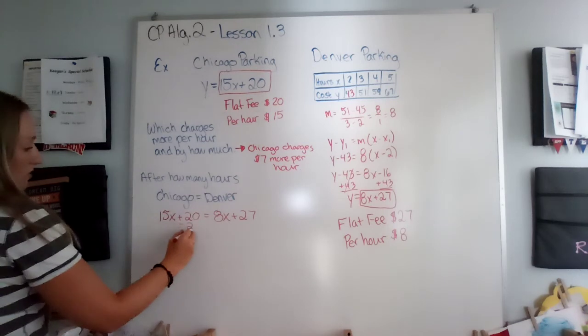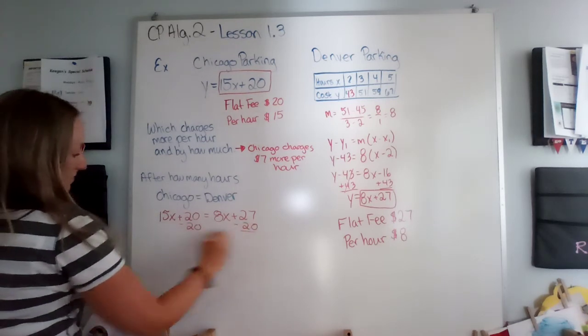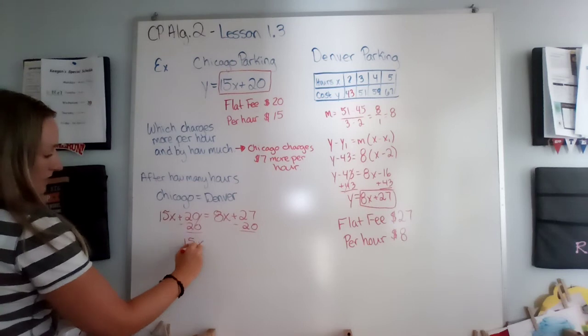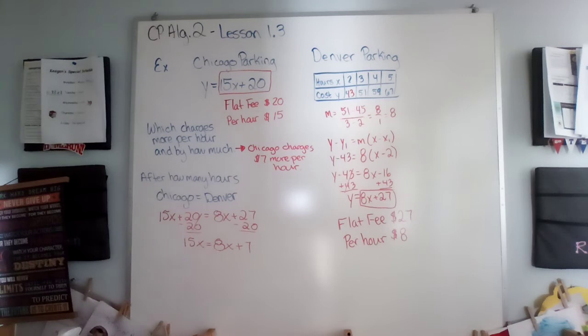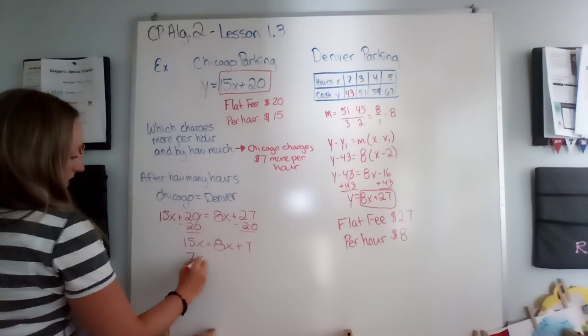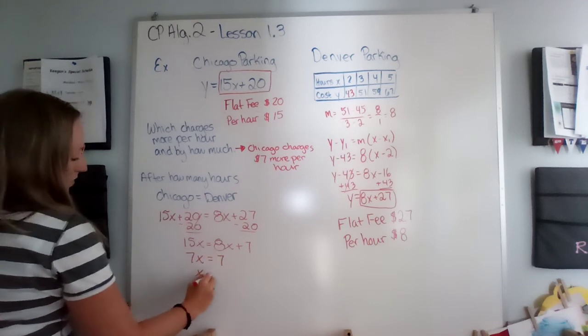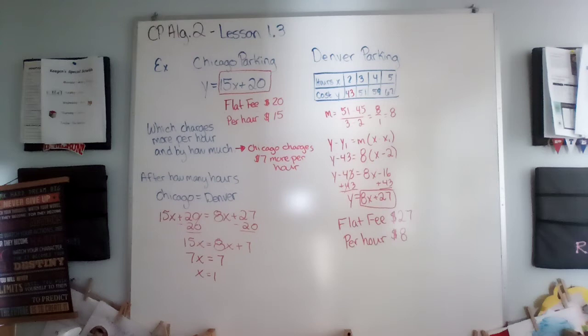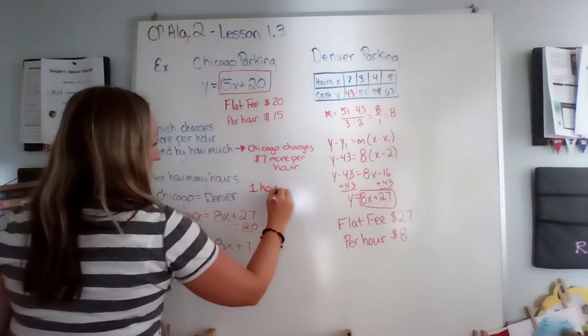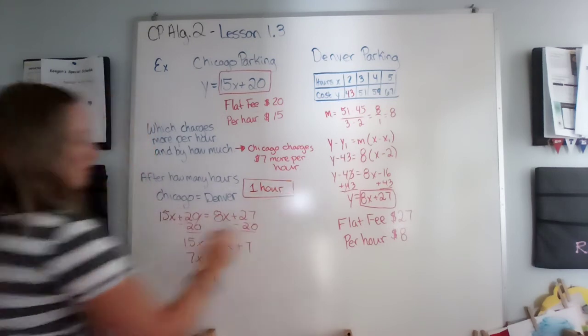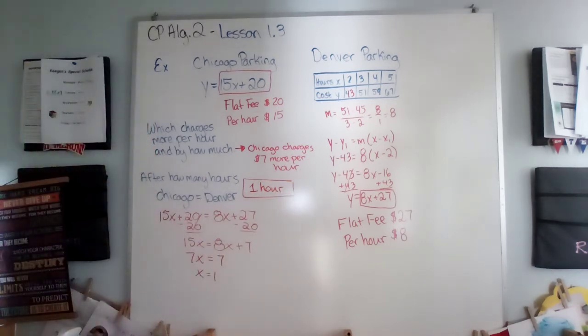All right, so let's subtract 20 from both sides. So I have 15x equals 8x plus 7. Now I'm going to subtract 8x from both sides. So I'm going to have 7x equals 7. x equals 1. So that means 1 hour of parking costs the same. I'll just say 1 hour. Okay. And that is it for that one.